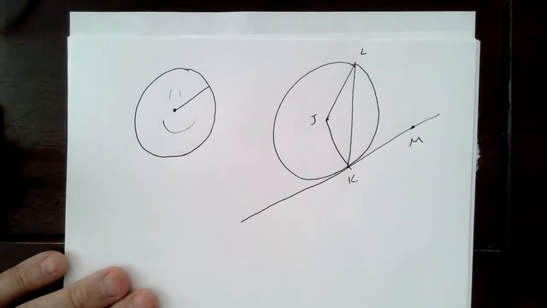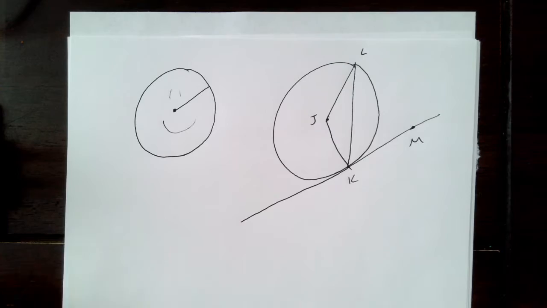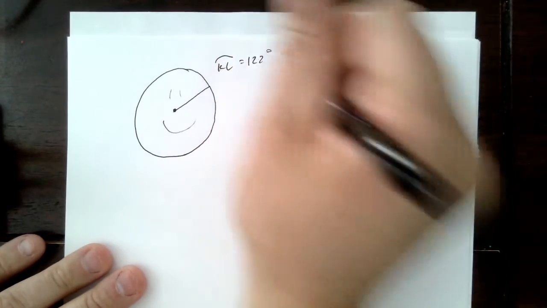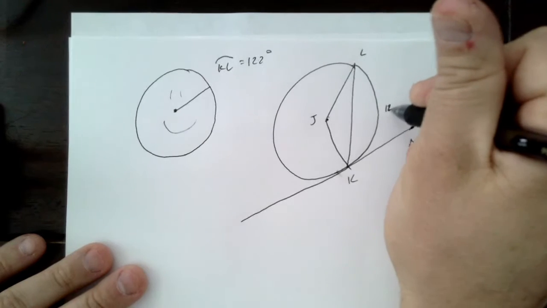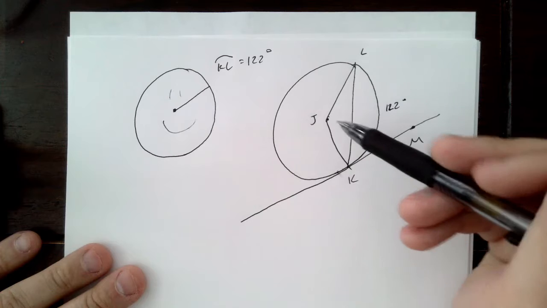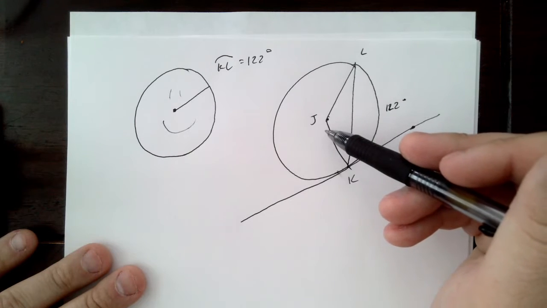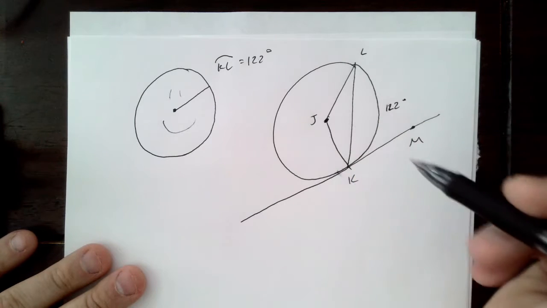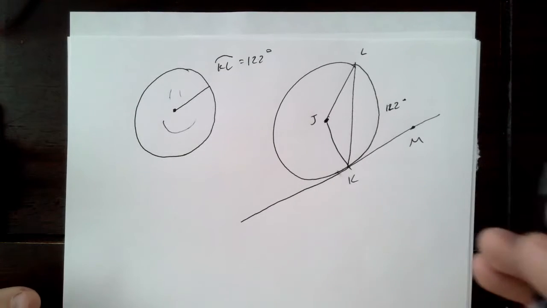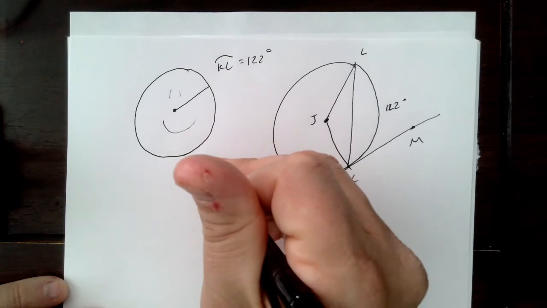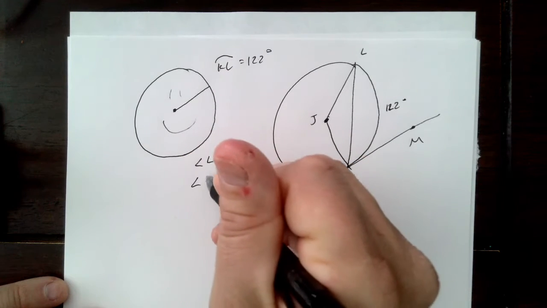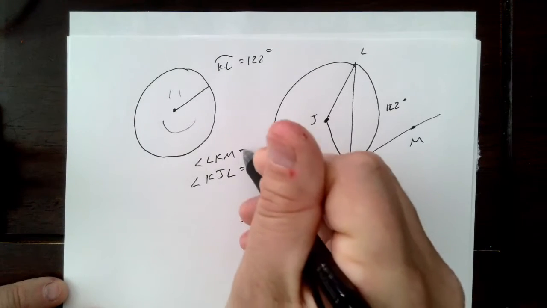And it's M. Okay, so the information that they tell us is that arc KL equals 122 degrees. So this arc right here is 122 degrees. And then it says that KM is tangent to circle J. So let's go over the things that we know. Well, let's reverse. The things that they ask us to find are angle LKM and angle KJL.